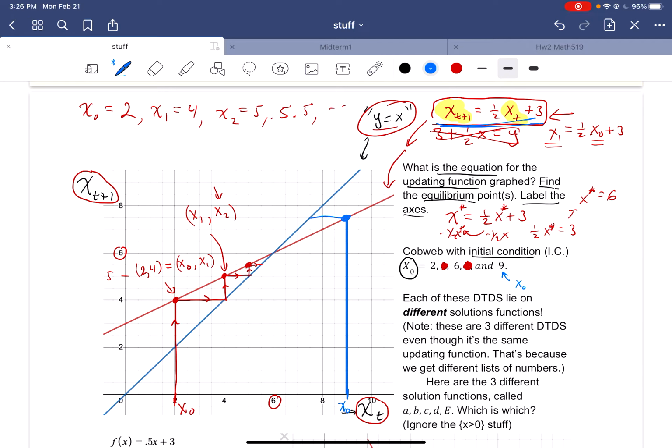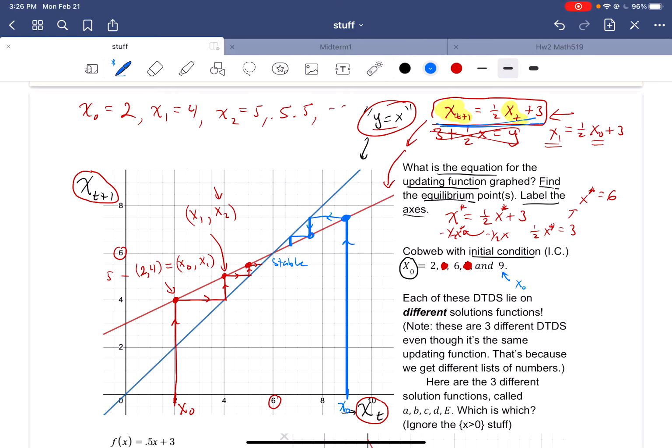Now horizontal travel goes to the line y equals x. Vertical travel goes to the updating function. Horizontal travel to y equals x. Vertical to the updating function. And so on and so on. And now we can see, in fact, this point here is stable because I traveled towards it, whether I start on the right or on the left.